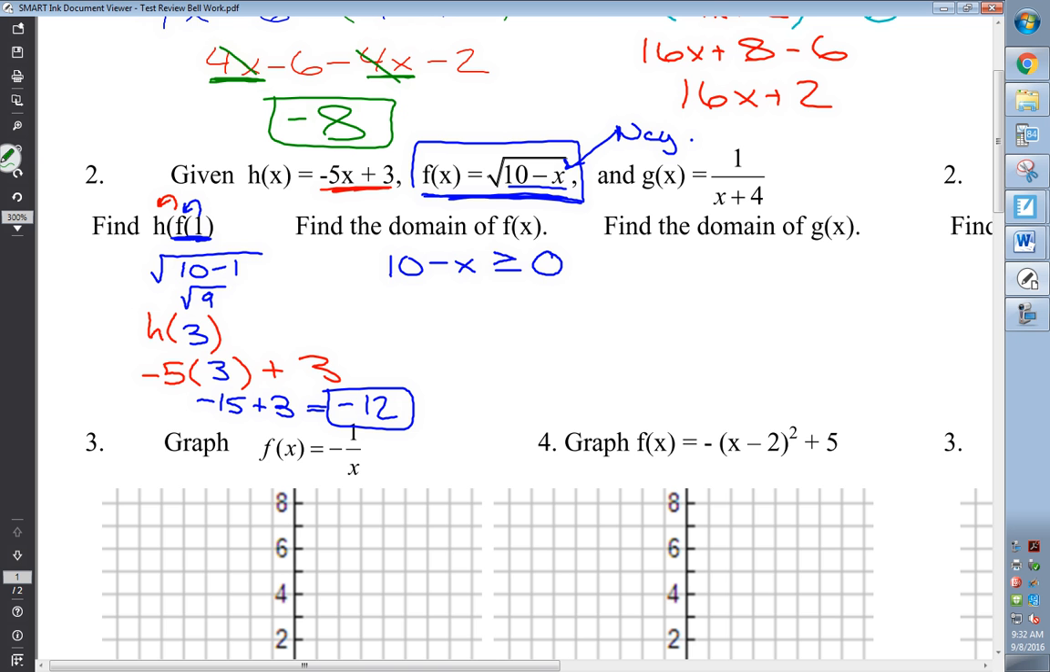Then we're going to solve. So Zoe, what am I going to do to solve here? Minus 10 from both sides. So negative x is greater than or equal to negative 10. Then what, Zoe?